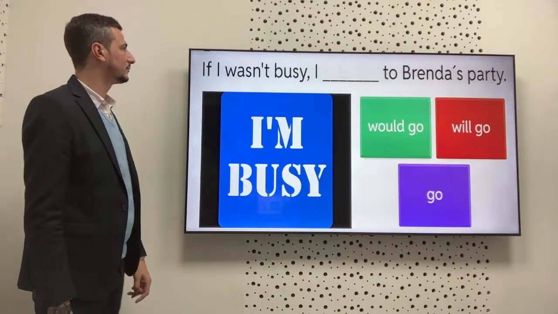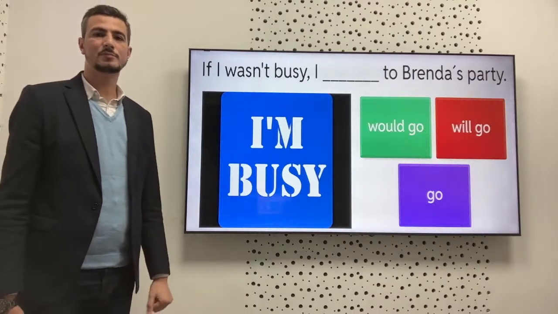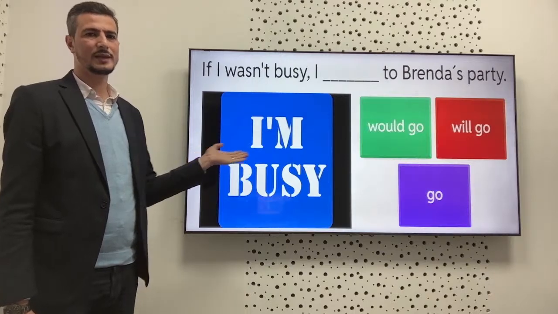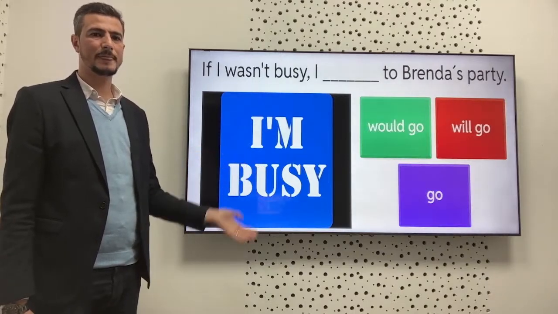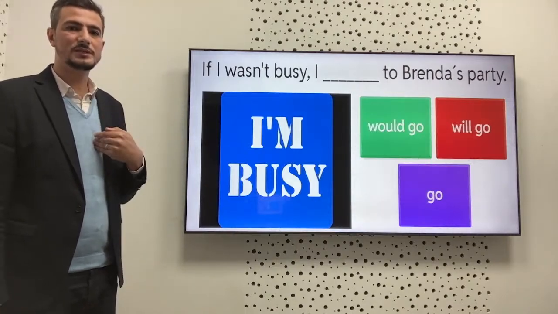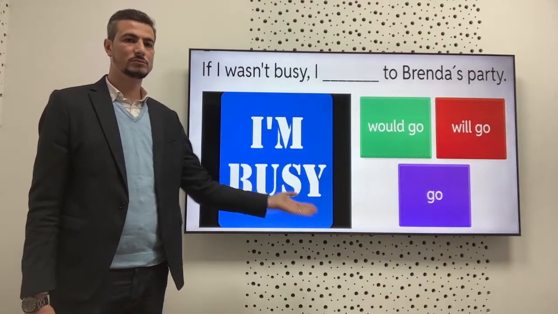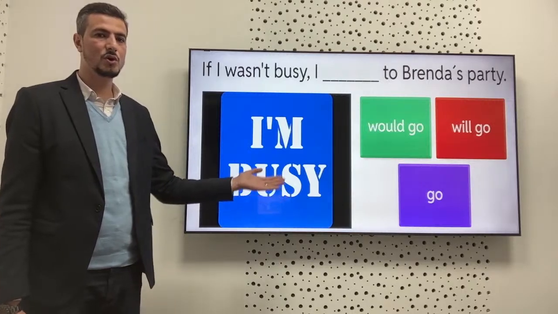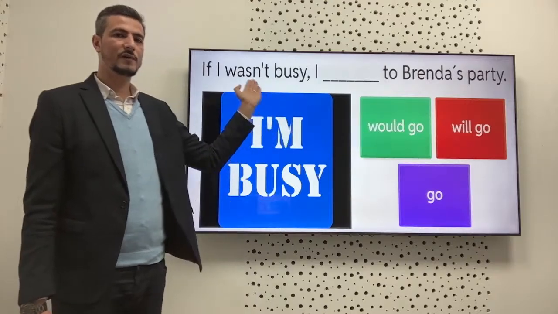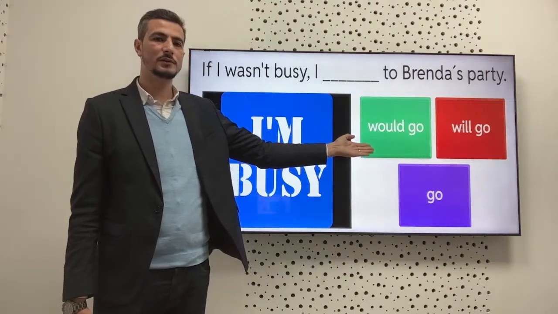The second example. If I wasn't busy, I to Brenda's party, which means now I am very busy. So I can't go to Brenda's party. So if I wasn't busy, this is in my imagination. If I wasn't busy, I would go, will go, or go. Second conditional, what do we use? Would plus base verb, so it's would go. If I wasn't busy, I would go to Brenda's party.